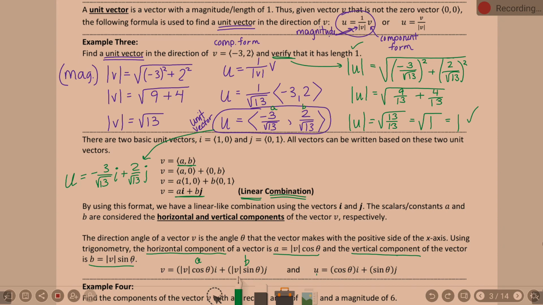Okay, so if we go back up here to component form, we talked about it in this section right here, where we talk about the horizontal and vertical components. The horizontal component of a vector, A, is absolute value of V times cosine of theta. The vertical component of the vector, B, is absolute value of V times sine of theta. Okay? So we're going to take our component form, our A, B, and we're going to work to find the direction angle and the magnitude. A reminder there.